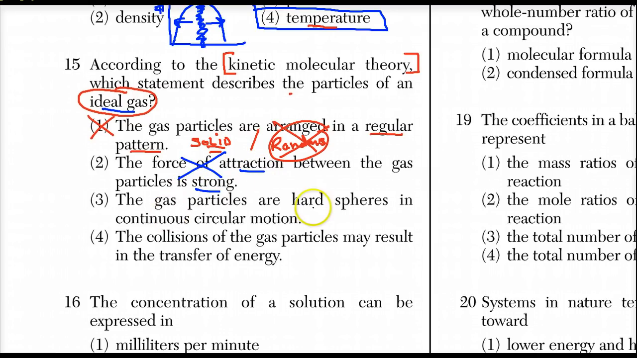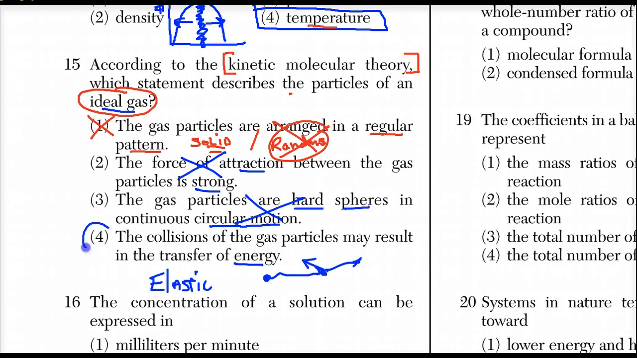The gas particles are hard spheres in continuous circular motion. Hard spheres sounds like an old atomic model, so I'm not liking that either. That's not a good one. Collisions of gas particles may result in the transfer of energy. Yeah, that ideal student running to get to the class, so when it bangs into another particle, they both bounce off of each other, and we say these collisions are elastic.